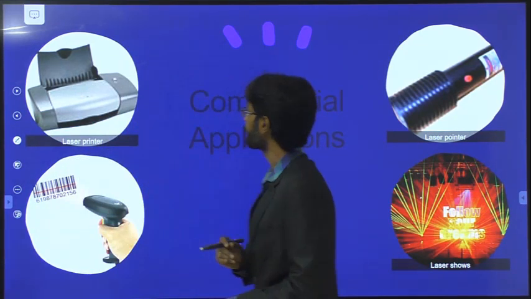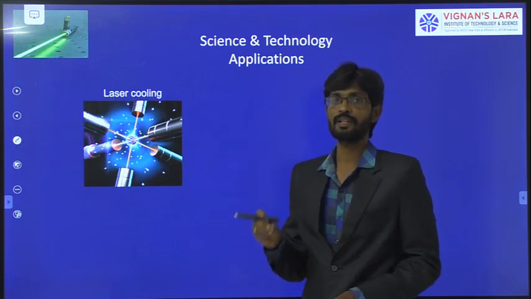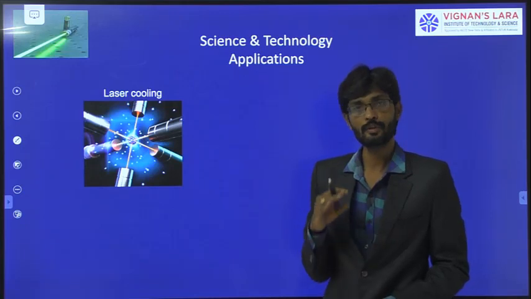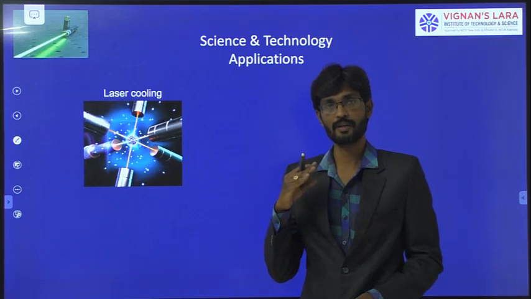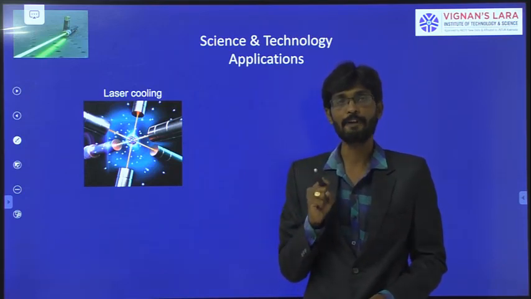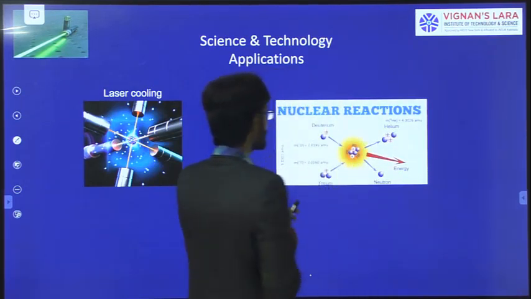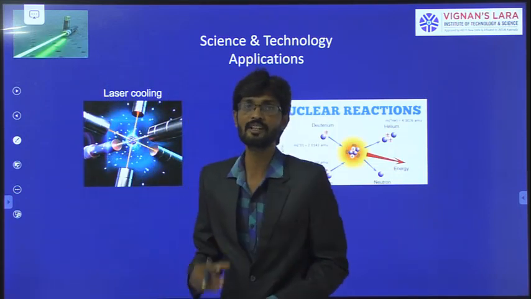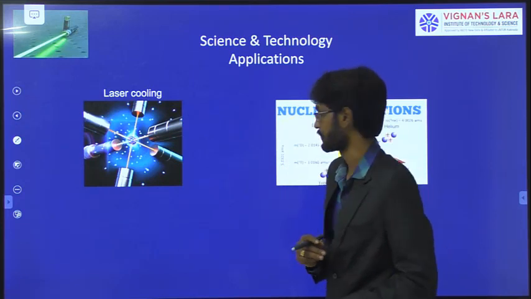Okay, and if you see science and technology applications, lasers are used for laser cooling. So we know that a laser produces a large amount of heat energy. So therefore lasers are used for heating purpose. On the other side, the lasers are also used for cooling purpose, where the trapping of atoms takes place to study the properties of the materials. And the lasers are also used for nuclear reactions. So in order to initiate nuclear fission and nuclear fusion reactions, lasers are used.